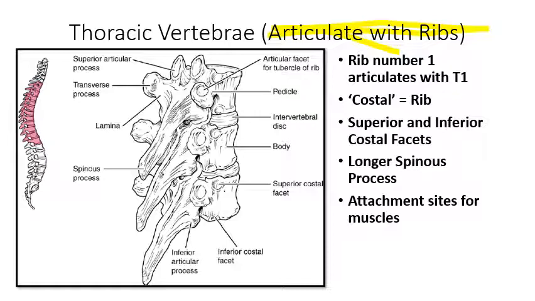Thoracic vertebrae have a relatively large centrum, but not as large as the lumbar vertebrae. They have a relatively long spinous process. They do not have any transverse processes.